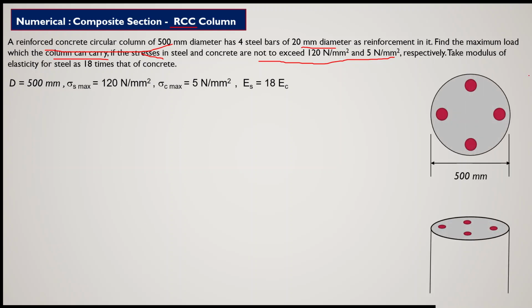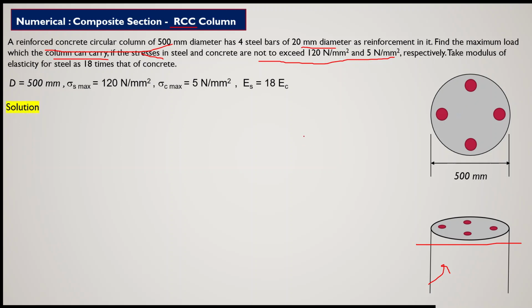Now this will be the actual look of the column. Actually you will see this type of column. That means this is a concrete column in which 4 steel bars are inserted, and if you cut here, then from this section, if you see the sectional view, you will see the diameter of the column is 500 mm and 4 steel bars which we have inserted.